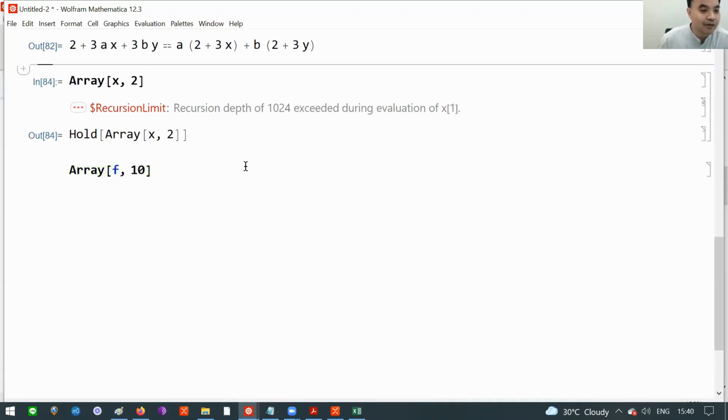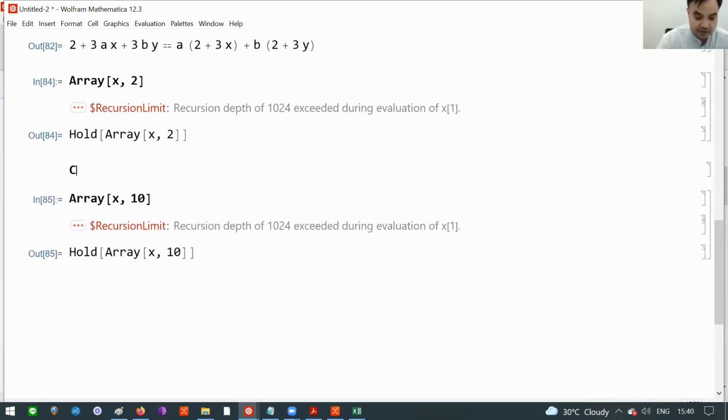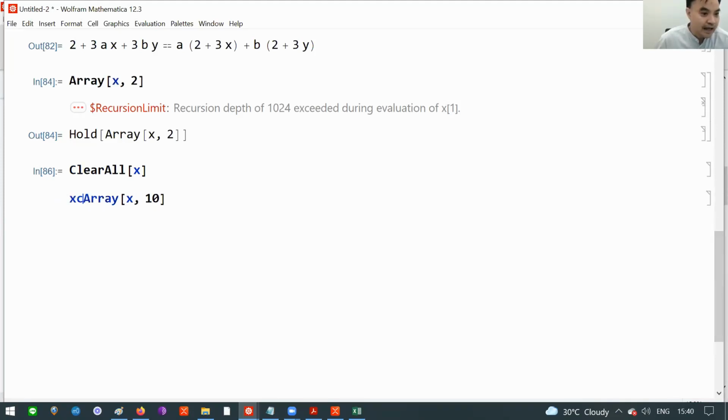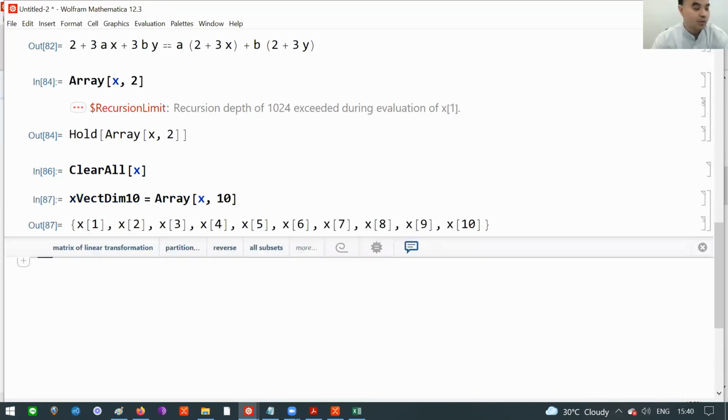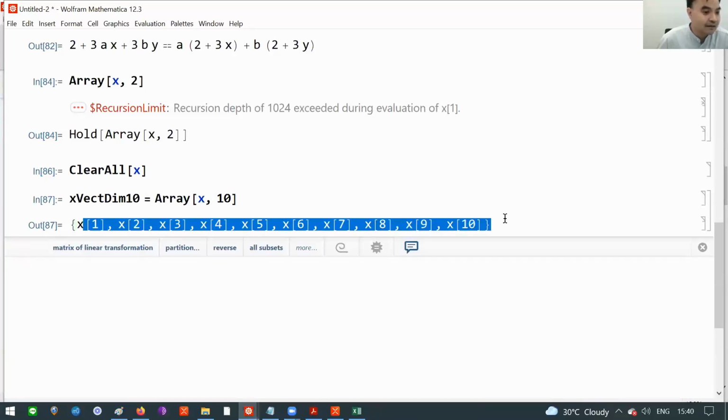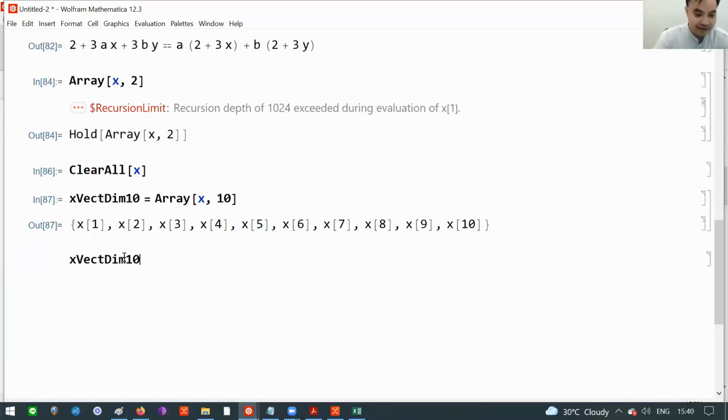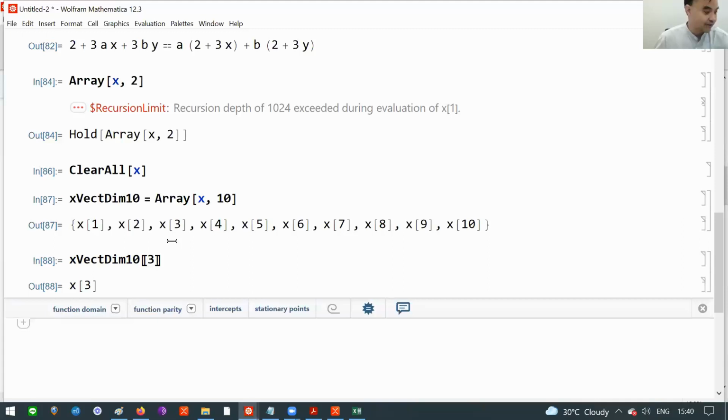Now, because I have to clear X first. Sorry, I have to clear X. If I do this, okay, X vector dimension 10 is equal to, what it does, it just creates this with different index. So if I take the third element, now I don't have any value to it yet. It's just going to give you this.